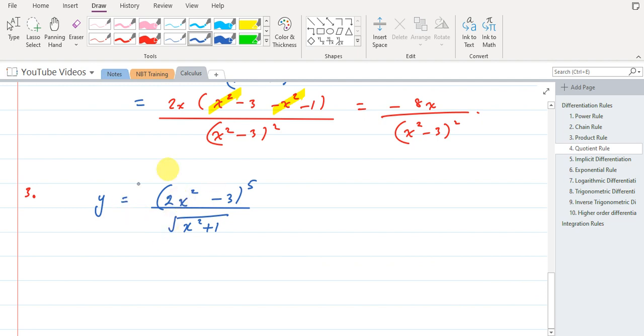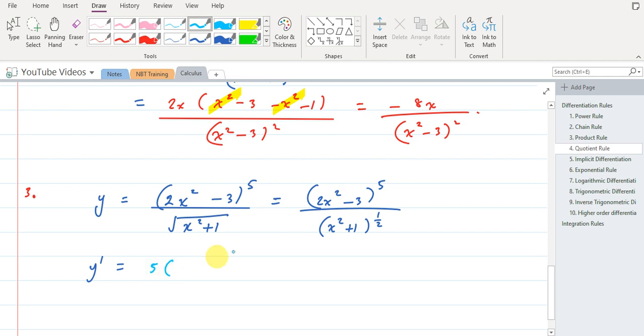Right, so if I have to go and rewrite this in the power and chain form, you can say this is 2x squared minus 3 to the power 5 divided by x squared plus 1 to the power half. Now let us find the derivative. So we're going to differentiate the top. In other words, we're going to apply the chain rule here.